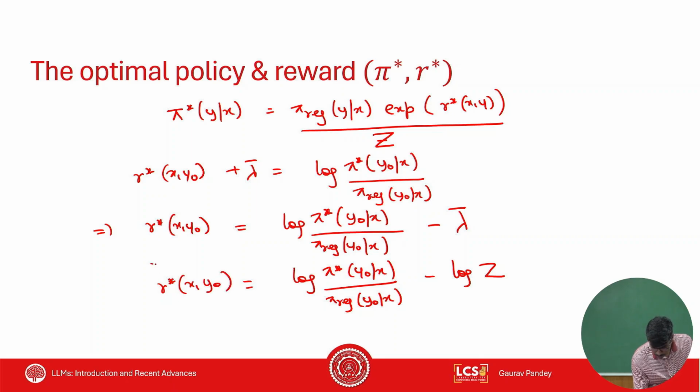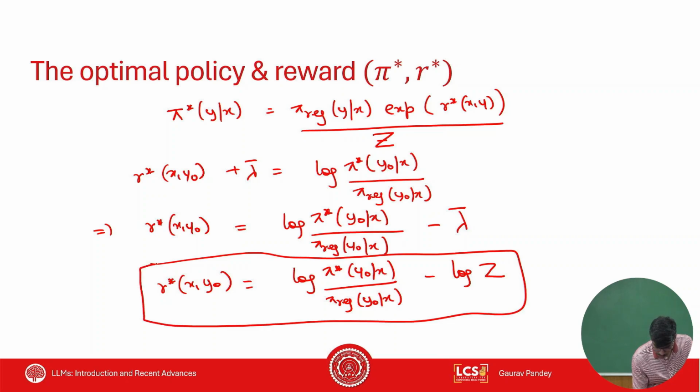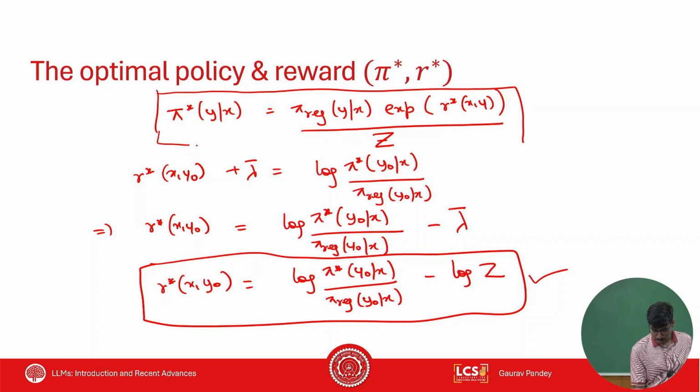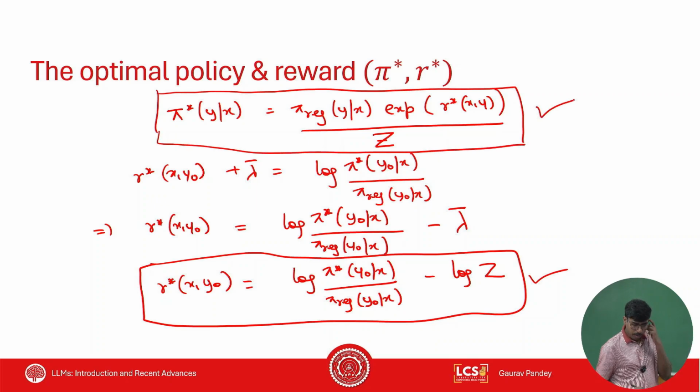So we have two equations now. The optimal reward can be written in terms of the optimal policy as follows, and the optimal policy can be written in terms of the optimal reward like this. Both can be expressed as a function of each other. These are the two important functions, remember.